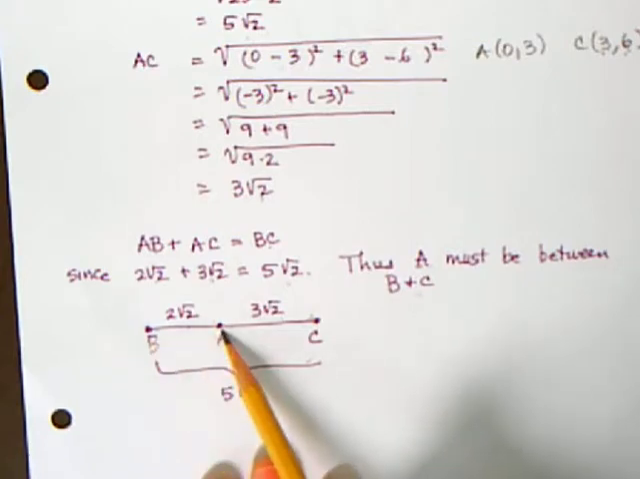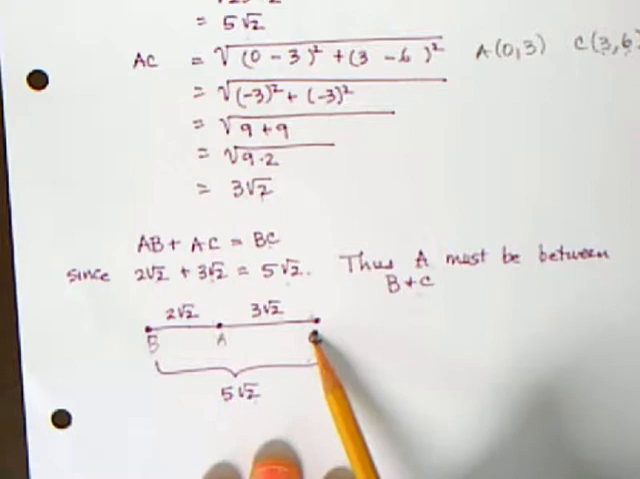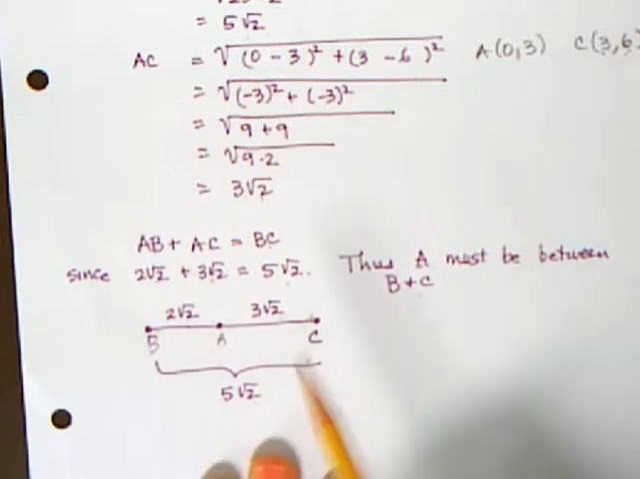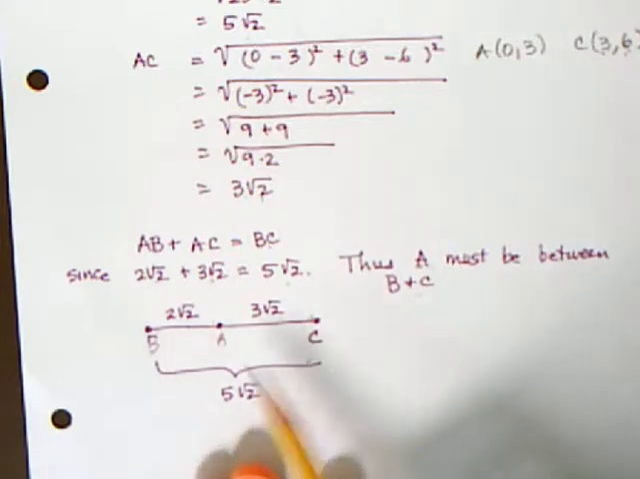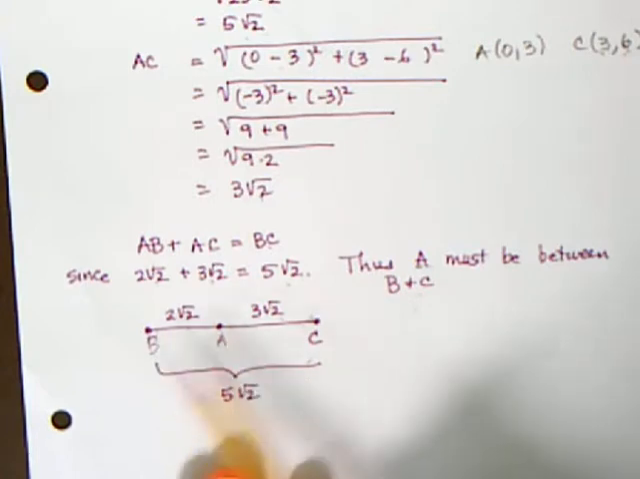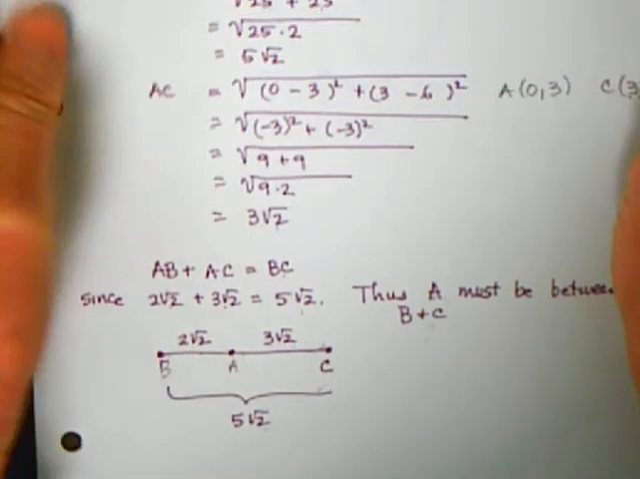AB is 2 radical 2, and AC is 3 radical 2, and together they have to equal 5 radical 2. So, you kind of have to play with the order of the points till you get them right. Okay, so that's the hardest problem on the whole assignment. That's 13.